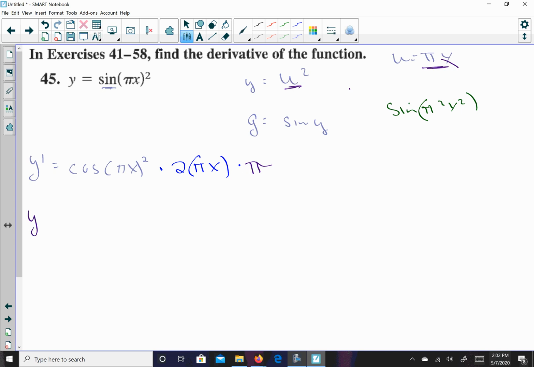So when I put all this together, I'm going to have 2 pi squared times x, and then times the cosine of pi x, and that whole thing is squared. And that would be my derivative. Remember, I have three parts or three links to this chain.